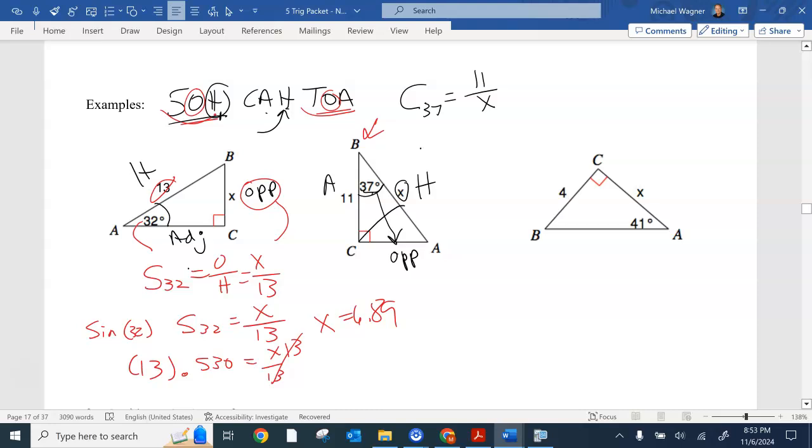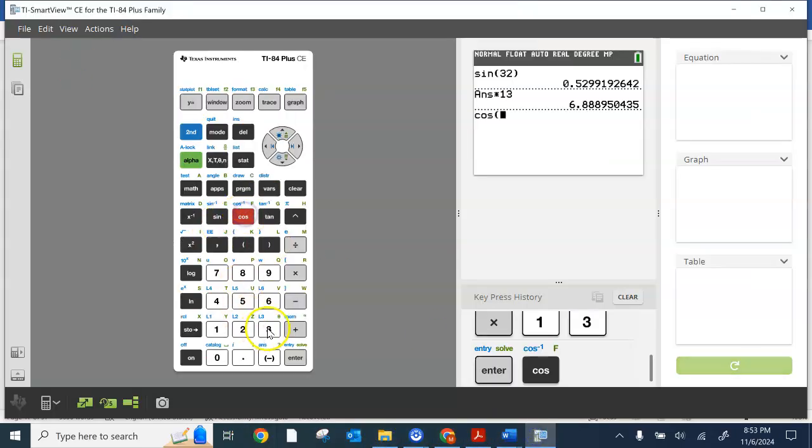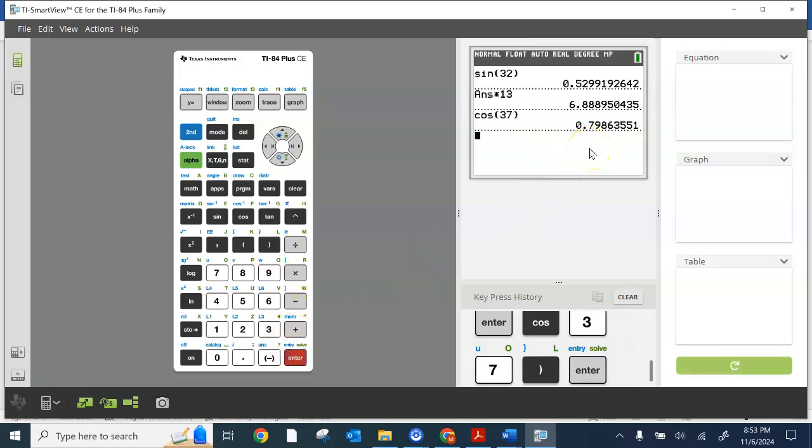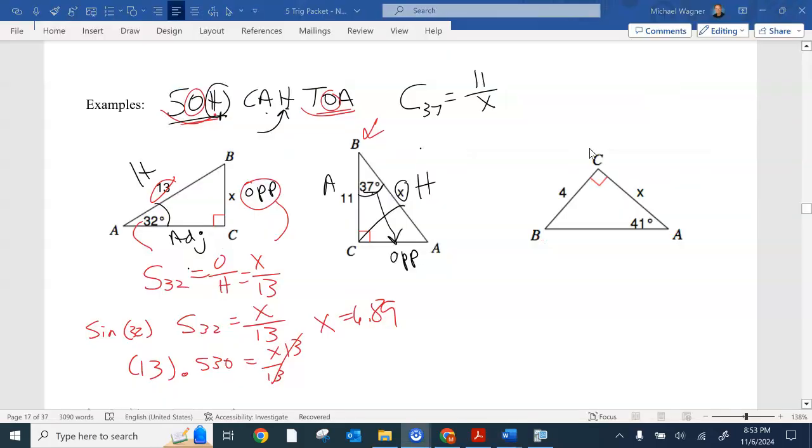We can do it. So we go to our calculator. We get cosine 37, enter, 0.798. Okay, so 0.798 is equal to 11 over x. Now here, we need to get rid of the x, so we can multiply both sides by x, right? And then that cancels, and then we get x times 0.798 is equal to 11. And so then we'd have to divide 11 divided by 0.798.